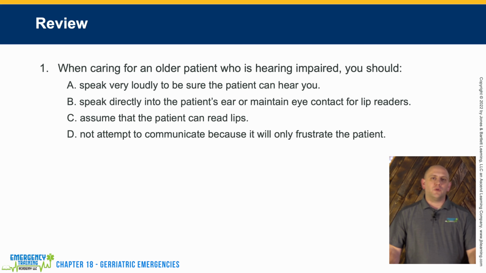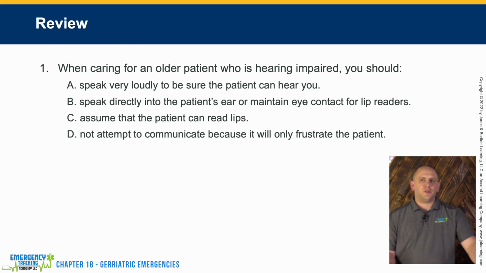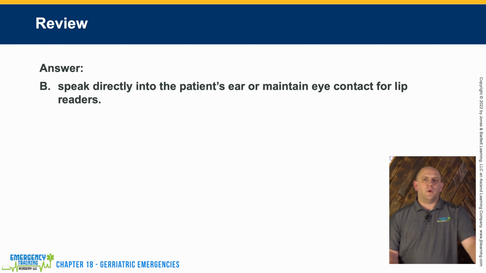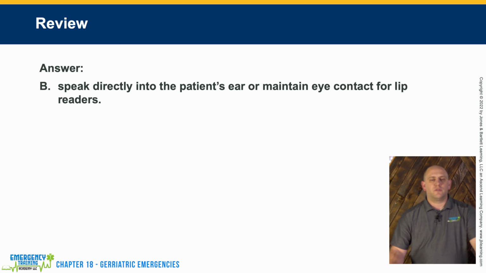We'll go into our review questions for this chapter. When caring for an older patient who is hearing impaired, you should: speak very loudly to be sure the patient can hear you; speak directly into the patient's ear or maintain eye contact for lip readers; assume that the patient can read lips; or not attempt to communicate because it will only frustrate the patient. And the answer for that one is B. We want to speak directly into the patient's ear or maintain eye contact for lip readers.